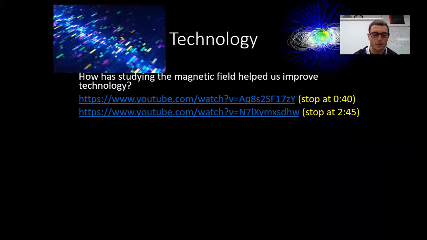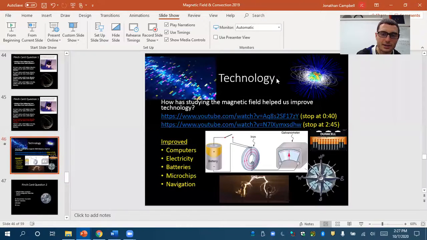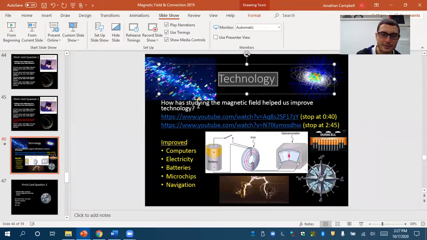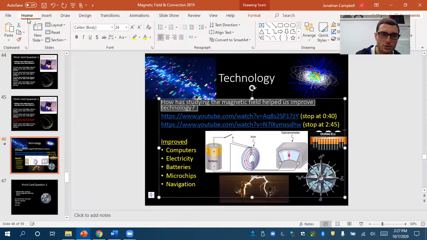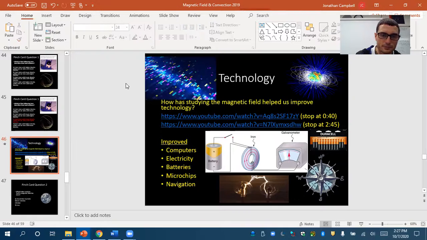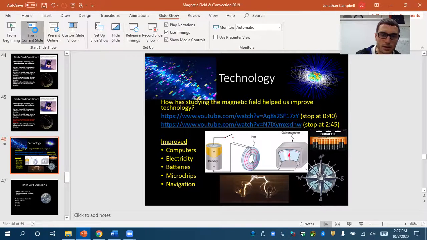Last thing I want us to know, guys, is go ahead and write down technology. I just want you guys to know how technology is going to impact. So how has studying the magnetic field helped us improve technology? I'll go ahead and just write that down, put that in yellow. And we've got to answer.